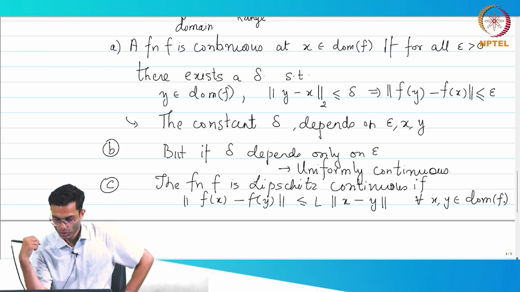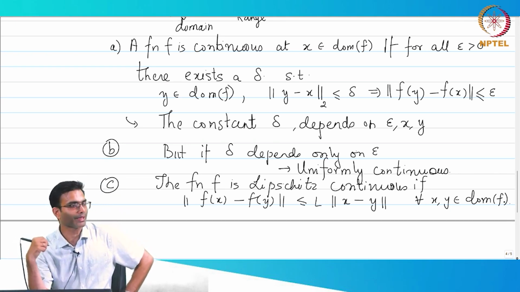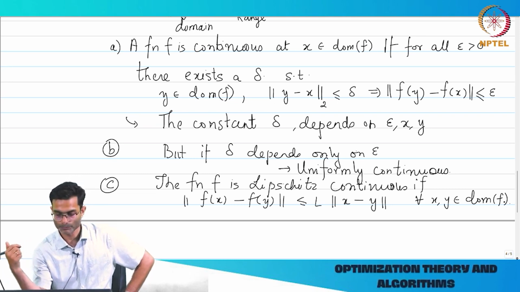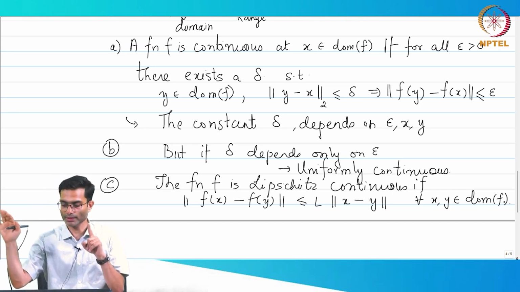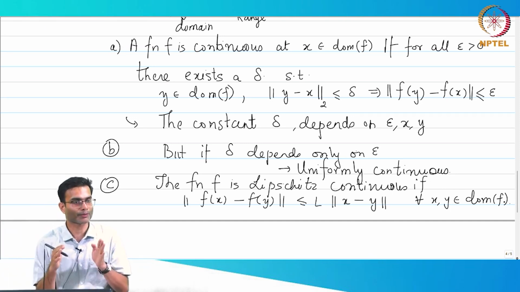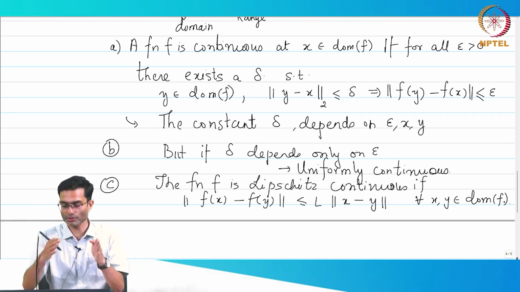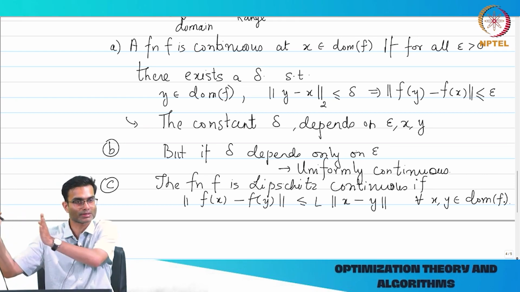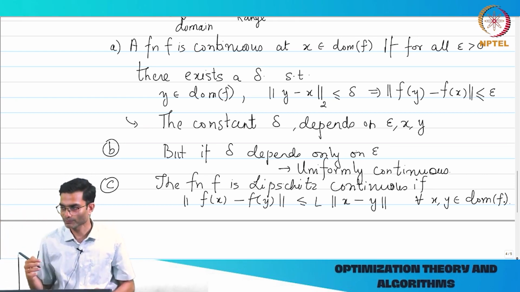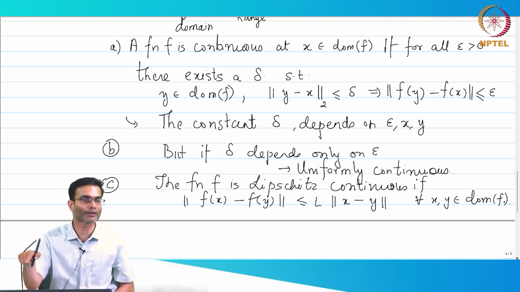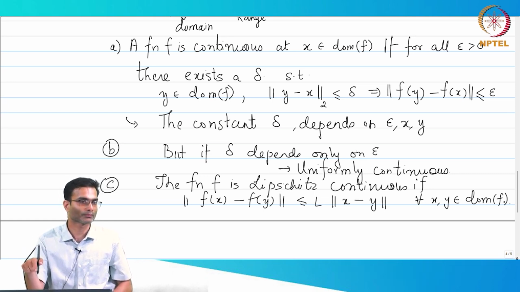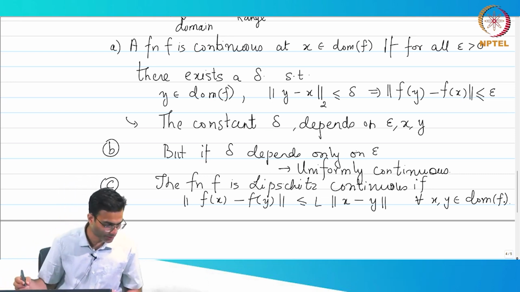So notice the slight difference in flavor with definition A or definition B. In definition A or B, the distance between the function values was just related to a constant epsilon. But here, this distance is proportional to the distance between the points x and y. Notice norm of x minus y is appearing on the right hand side. It did not appear earlier, right? So this is a difference, and this is called Lipschitz continuity.